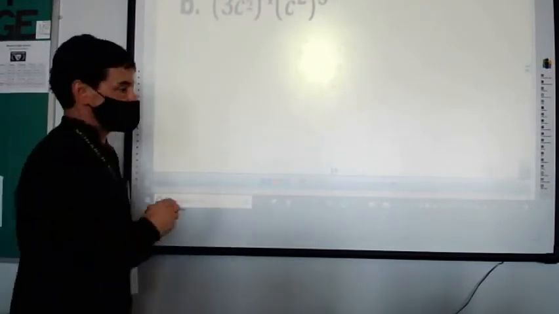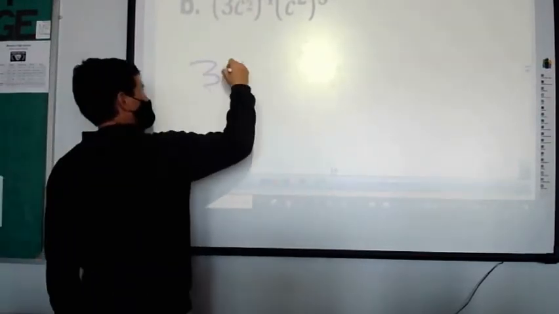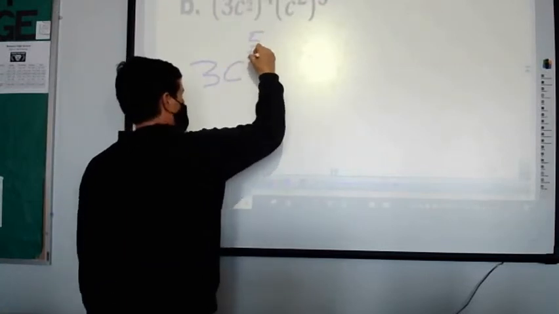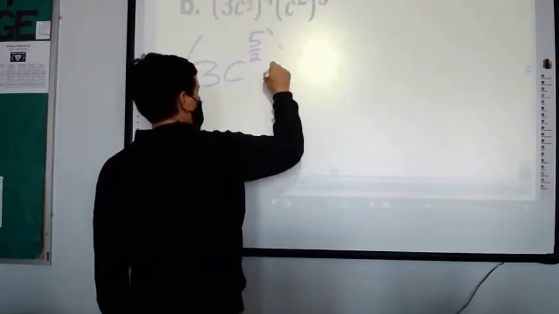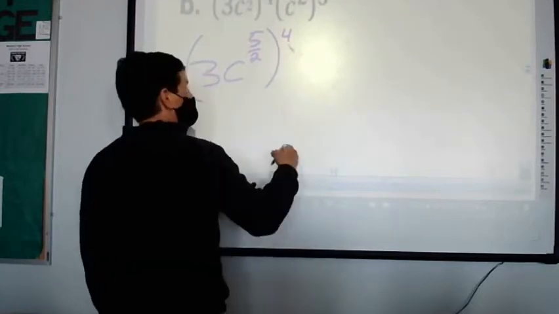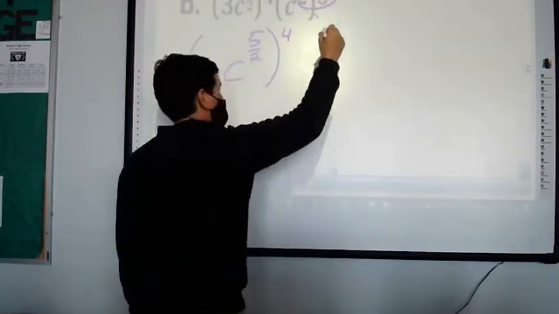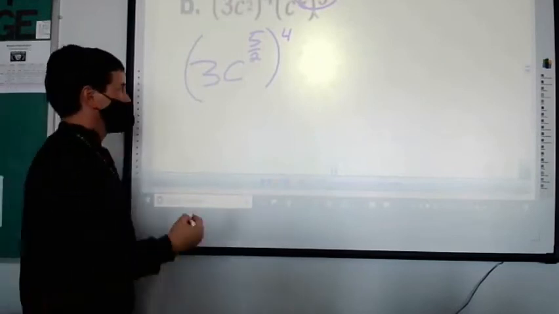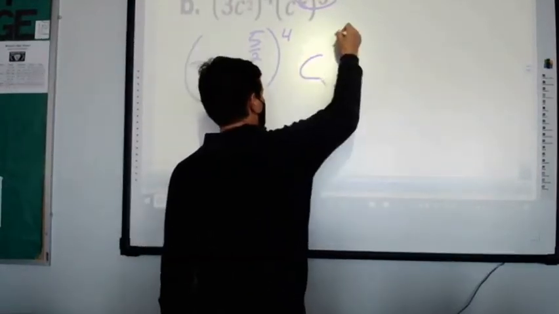Yay, more challenging problems. 3c to the 5/2 power, all of that raised to the 4th. I'm just going to multiply these two. 2 times 3 is 6. So c to the 6th power.